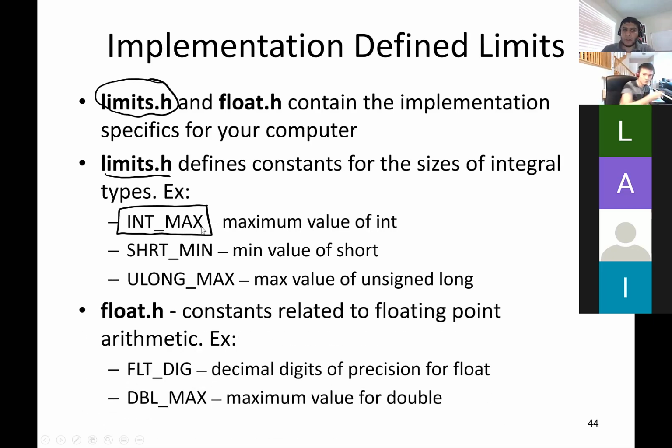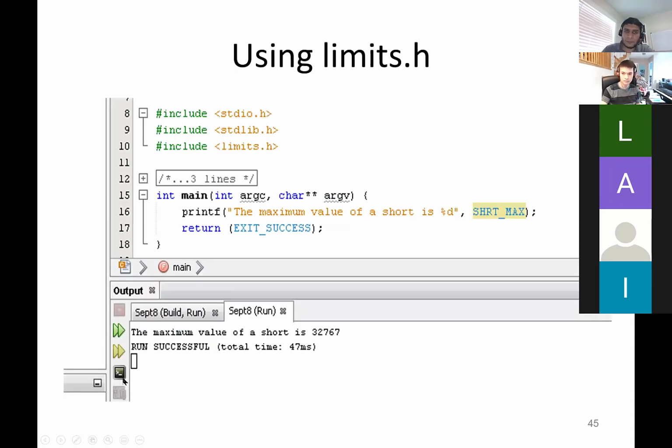And this is with regard to the integer values. With regard to the floating point values, you also have something similar in float.h. It tells you the maximum value for a double or a float. So for example, if you want to printf the maximum value of a short on your machine, you use SHRT_MAX, which is already defined in limits.h, and it will tell you the maximum value. You can try this on your own. It's very simple, so let's not waste time trying it together.